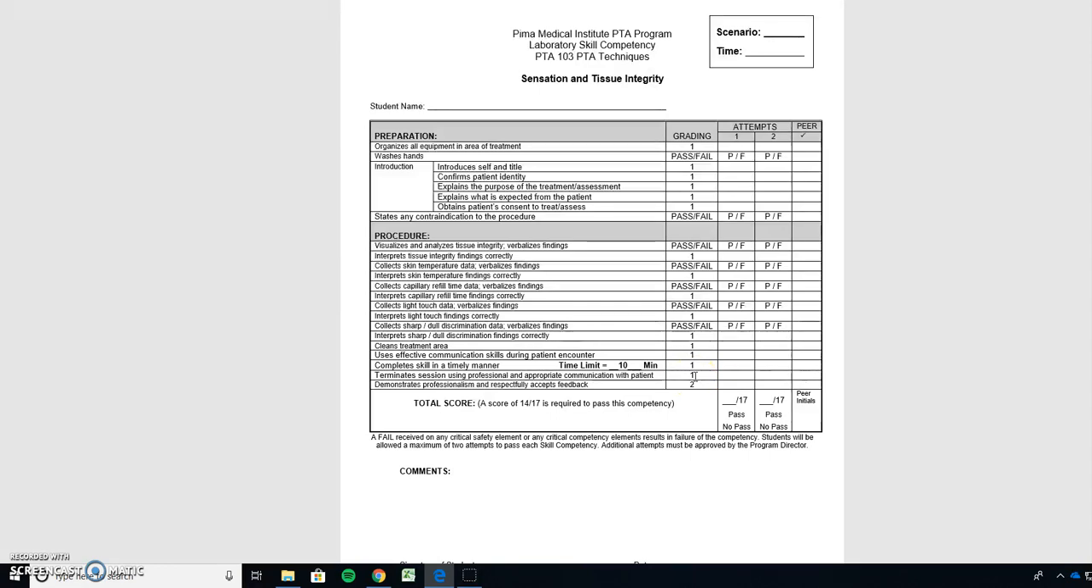Usually that's something along the lines of, we've completed your testing, there's no abnormal findings, so we're going to move forward with our physical agents, or maybe there are some concerns, so we're going to modify our treatment, whatever you might have found during your skin and tissue integrity assessment. You will have 10 minutes to complete this, and there will not be any SOAP notes or documentation for this.